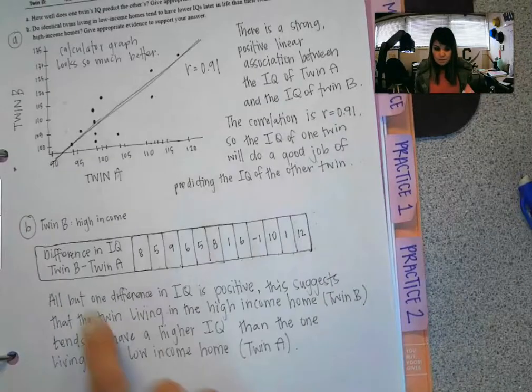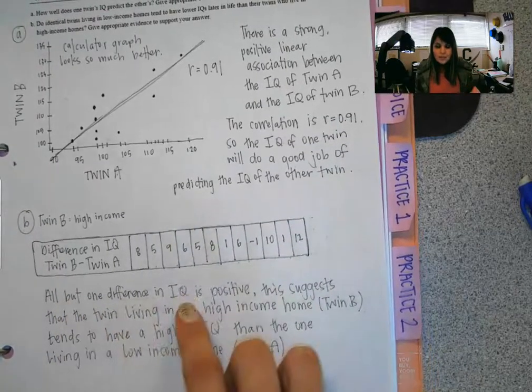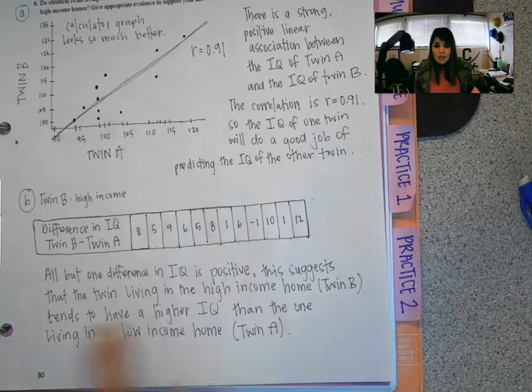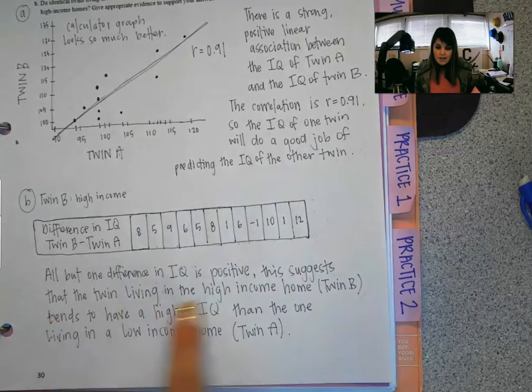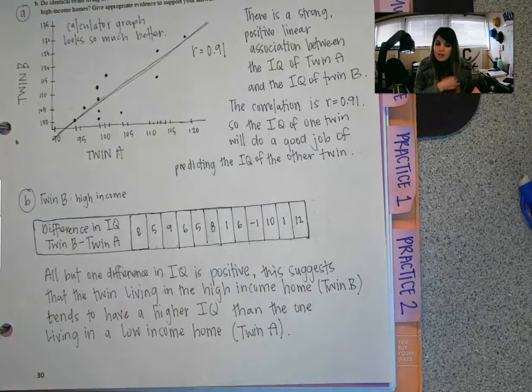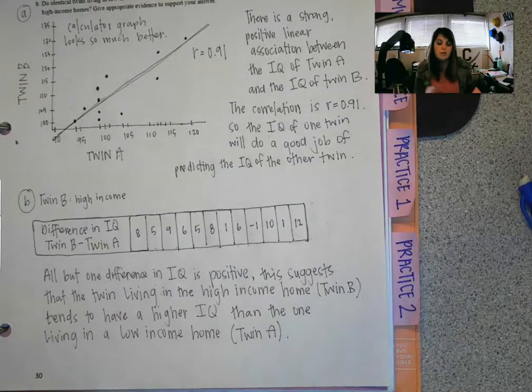So this is the ending of that question. All but one difference in IQ is positive. This suggests that the twin living in the high-income home tends to have a higher IQ than the one living in the low-income home.